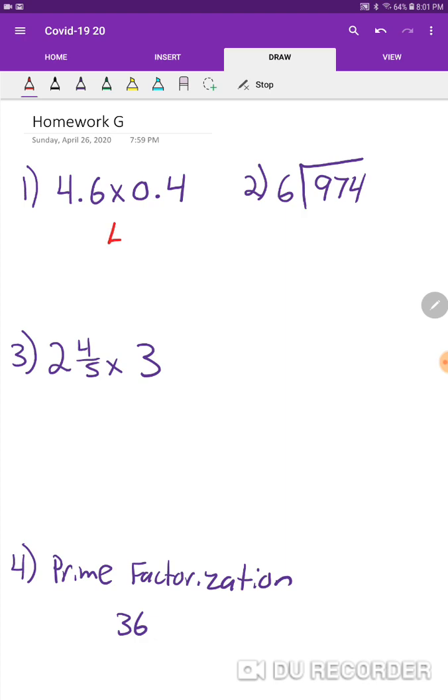Well, if I remember, it's ignore the decimal. Count how many numbers are behind the decimal. There's 1, 2. We'll need that later. Let's multiply normally. 6 times 4 is 24. 4 times 4 is 16. 17, 18. We get 184.